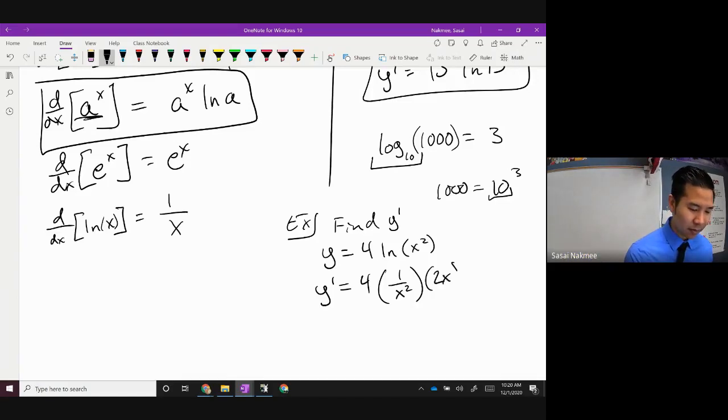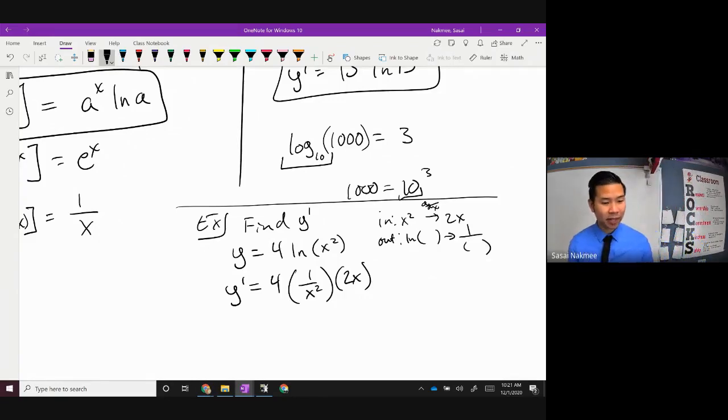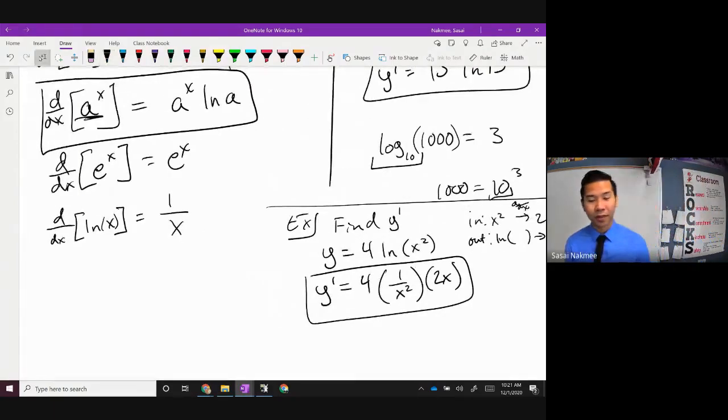That's 2x. So you see here, the natural log of x squared has an inside function just like earlier. Inside is x squared. The outside function is ln of that stuff. Well, what's the derivative of x squared? That's 2x. The derivative of ln is 1 over the stuff that's inside the ln. And what's the stuff that's inside the ln? It's x squared. So that would be your answer for that derivative of the natural log.